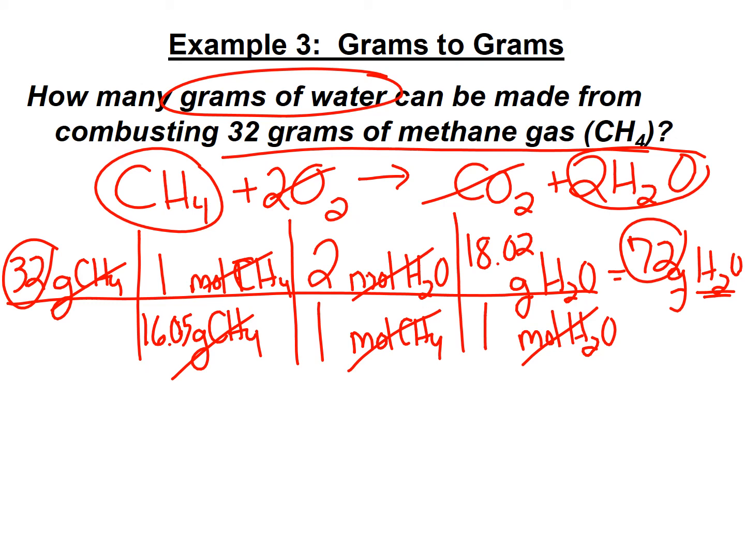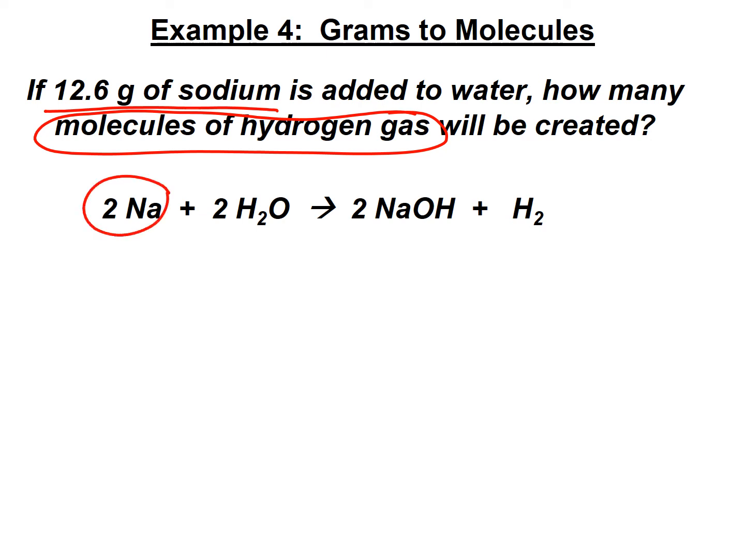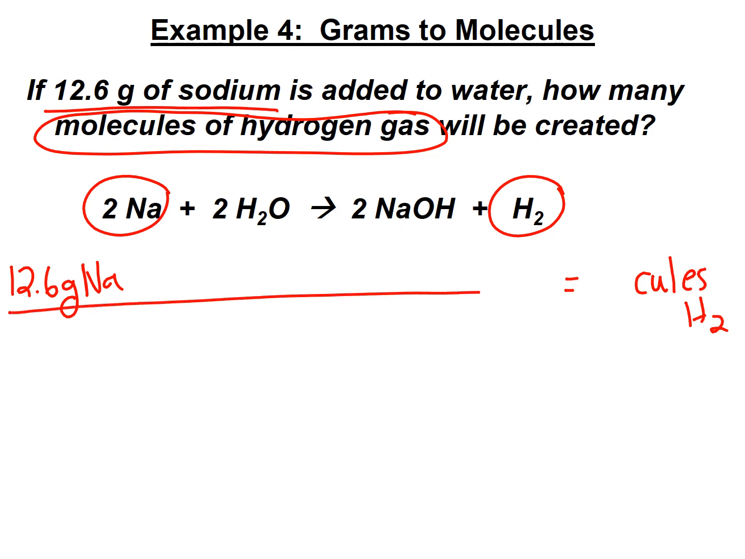Okay, one last problem, and we're going to use molecules this time. Okay, so here we have a balanced equation, which is nice. It says if 12.6 grams of sodium is added to water, so we're assuming we have enough water, how many molecules of hydrogen gas will be created? Okay, so I have sodium and hydrogen gas that I'm working with. I'm going to start by writing what I'm given. And my next step is to convert my given into moles. I'm also going to write what I'm going to in the end, and I'm going to abbreviate molecules as joules for space.